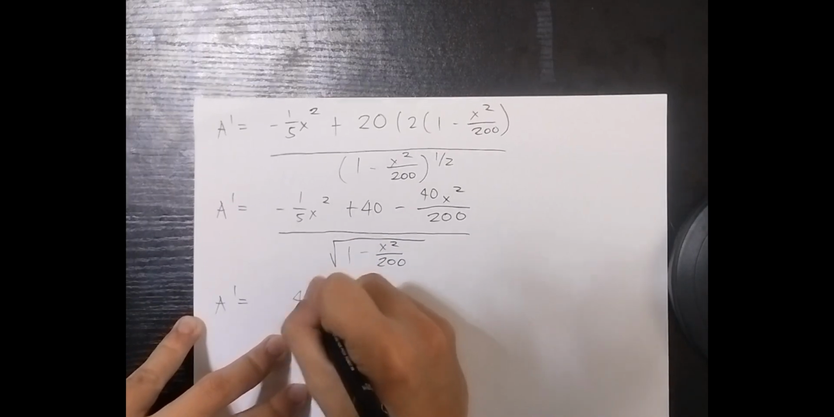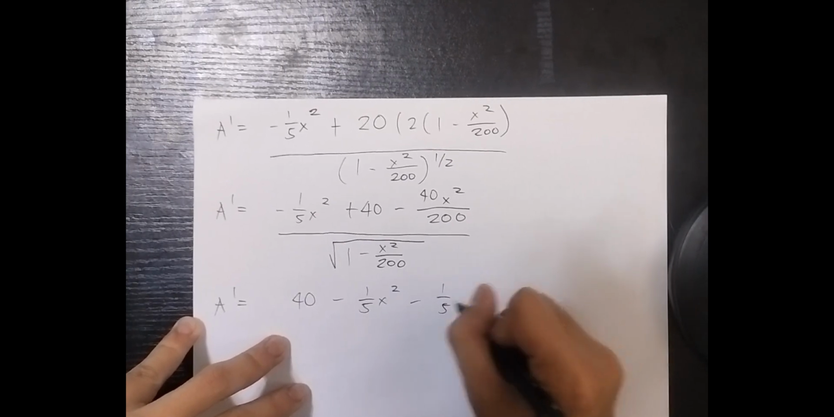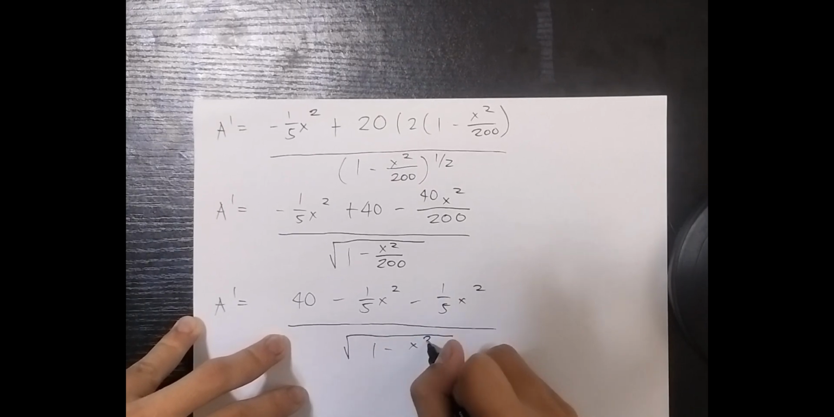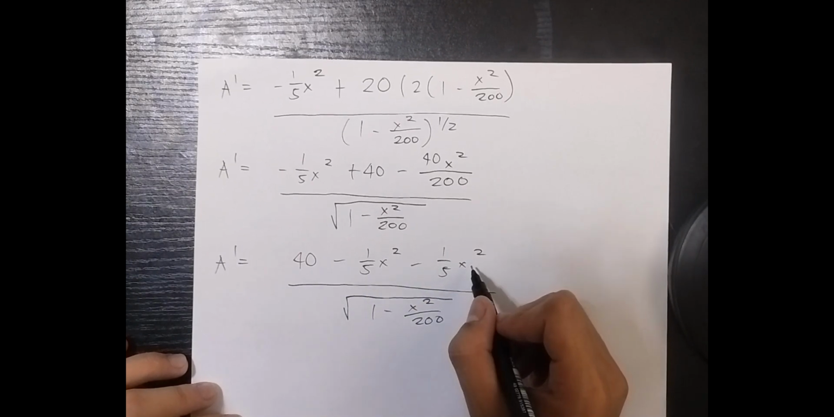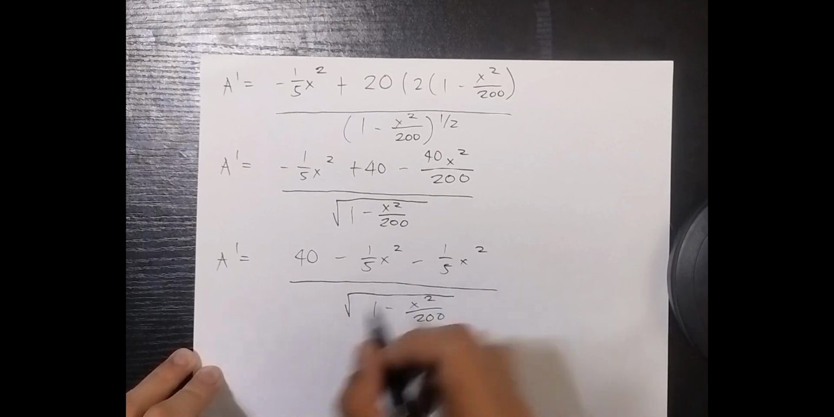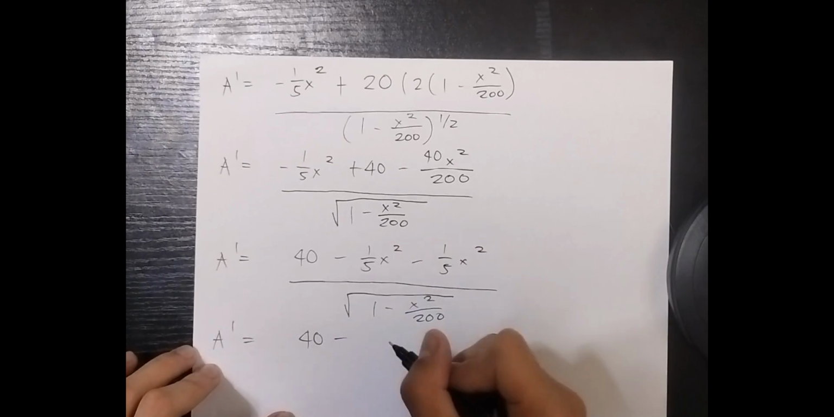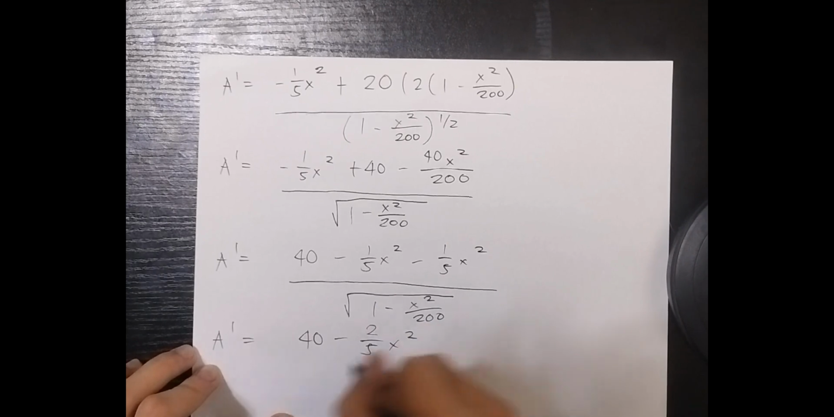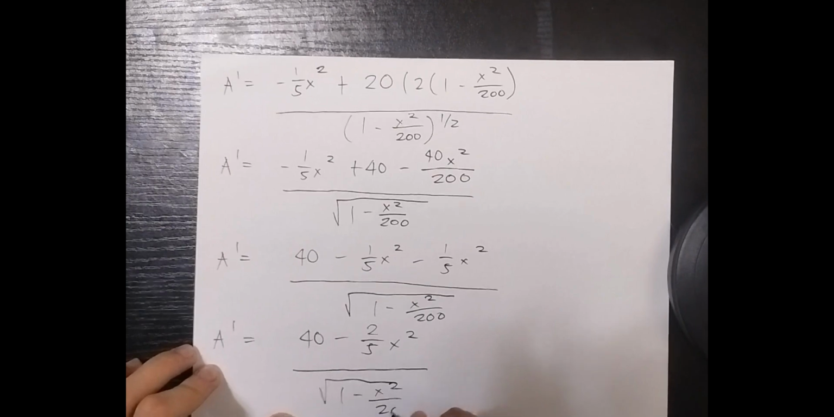So 40 minus 1/5 x squared minus 1/5 x squared. We can combine 1/5 x squared minus 1/5 x squared. So it will become A prime is equal to 40. It is just 2/5 x squared over square root of 1 minus x squared over 200.